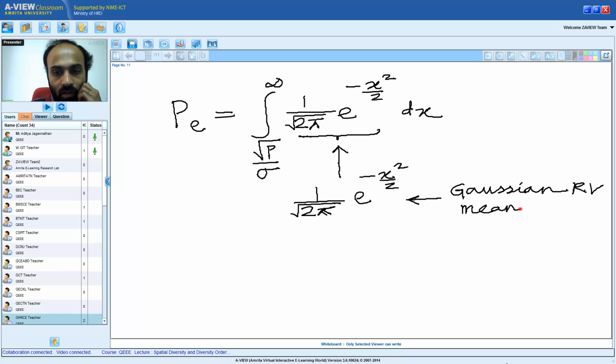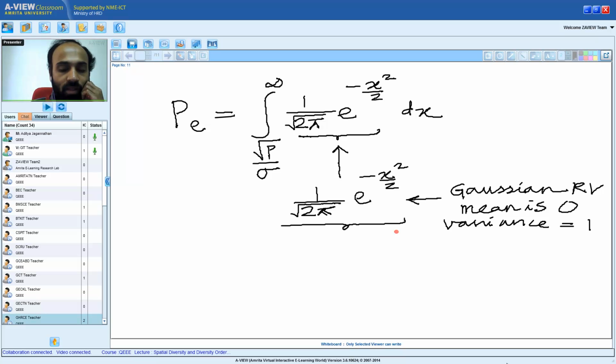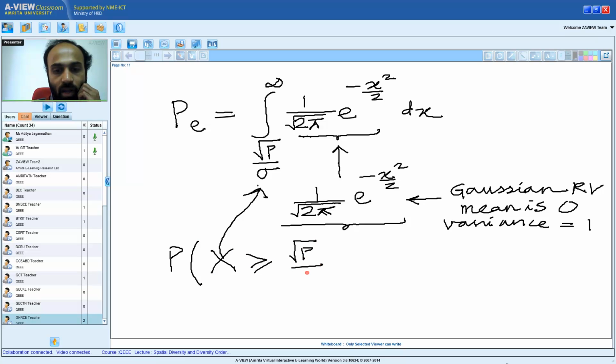The mean is 0 and variance equals 1. So this is a Gaussian random variable with mean 0 and variance 1. And what we are asking is the probability that this standard Gaussian random variable is greater than or equal to square root of P over sigma, where x is the standard Gaussian random variable of mean 0 and variance 1.